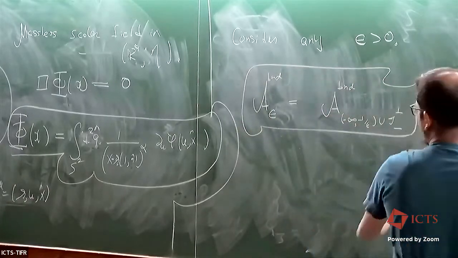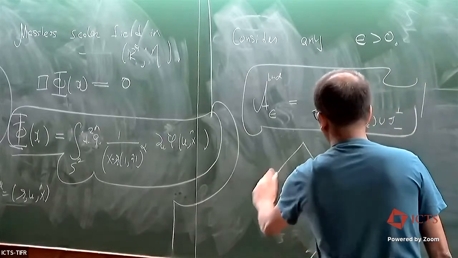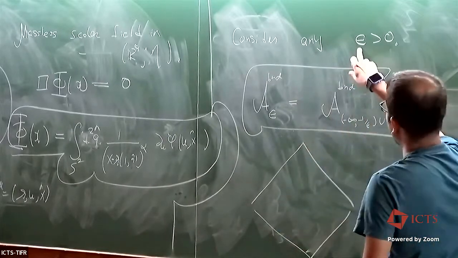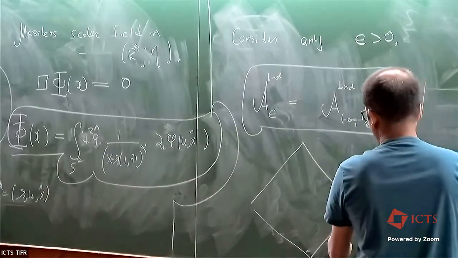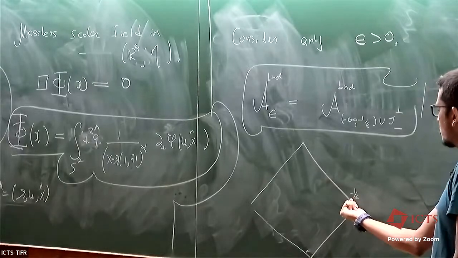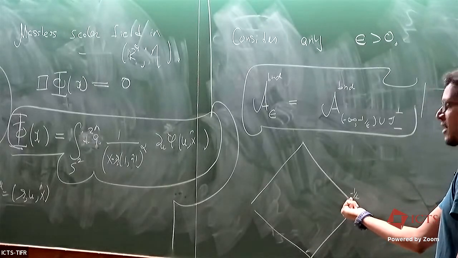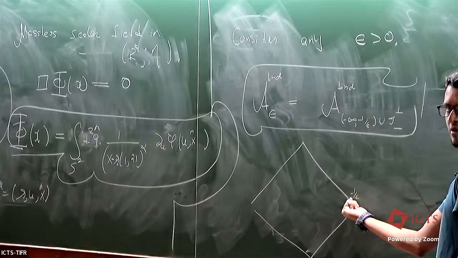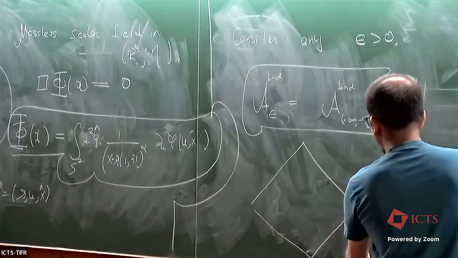So just to draw a picture, maybe that will be useful. Take any tiny epsilon and take minus 1 by epsilon, which is as close as you can get to minus infinity, but it is a finite number. So it can be an arbitrarily large but finite negative number. And look at the subalgebra.